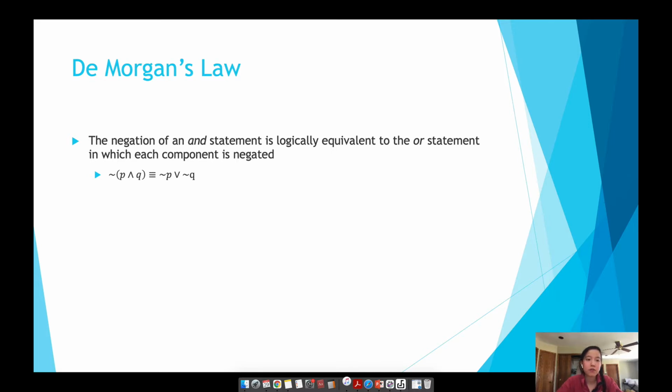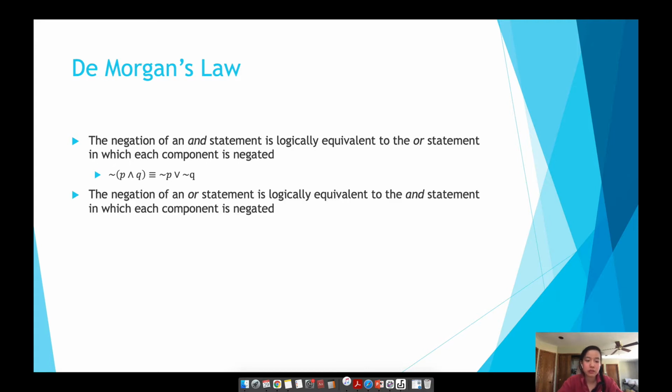The negation of (P and Q), in parentheses, is logically equivalent to the negation of P or the negation of Q. The second thing De Morgan's law says is the negation of an or statement is logically equivalent to the and statement in which each component is negated. And this is what that looks like. The negation of P or Q is logically equivalent to the negation of P and the negation of Q.